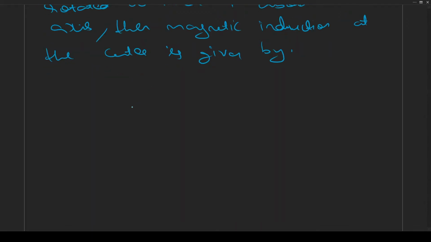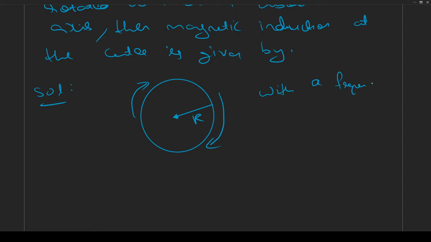Which solution? They gave a plastic disc, maybe like a frisbee, having a radius of r, rotated with a frequency f, then they're asking for B at O. And there is a charge q distribution.